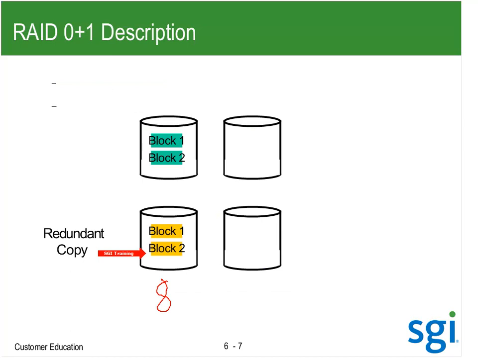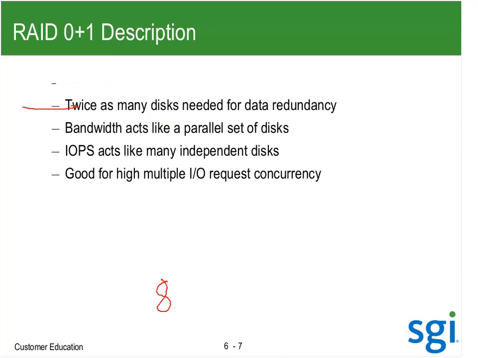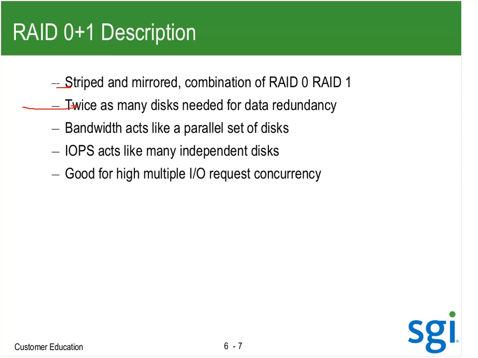So, RAID 01, striped and mirrored combination, twice as many disks needed. For bandwidth, it acts like a parallel set of disks. They act like a single drive. But for lots of little IOPS, they become more independent. And RAID 01 is often referred to as better for high I/O request concurrency. How many I/O streams am I doing?